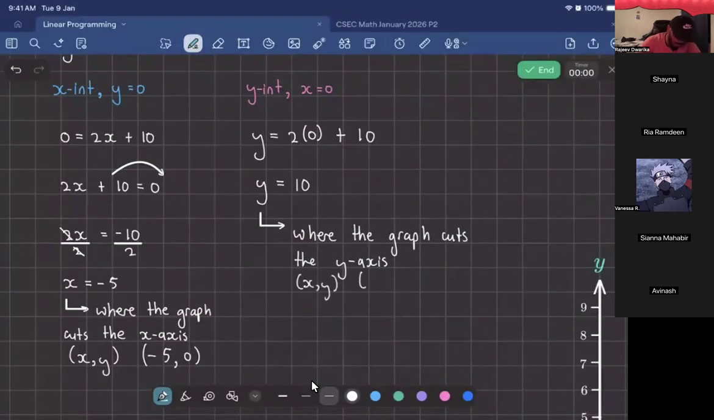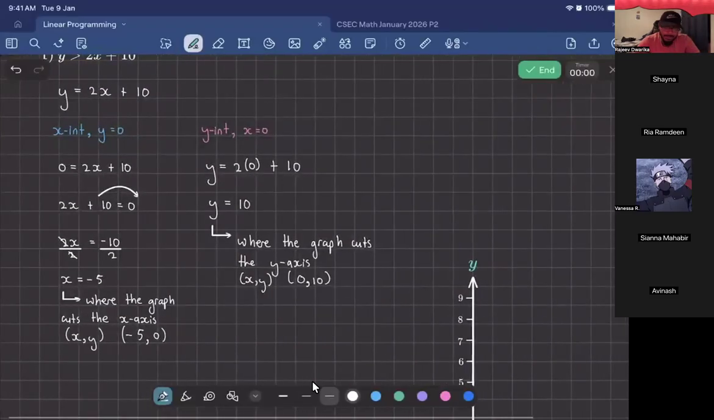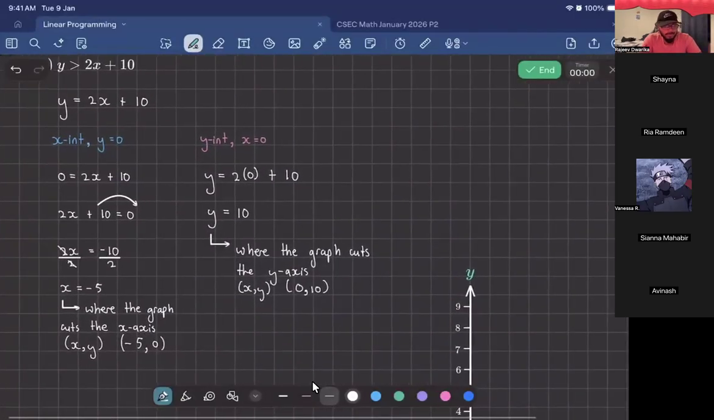So tell me, Avinash, what would the coordinate look like? It will be 0, 10. Yeah. You see the x value first, 0, and then 10. Amira, was there anything here that you just could not understand at all? Talk to me. No, sir, not really.